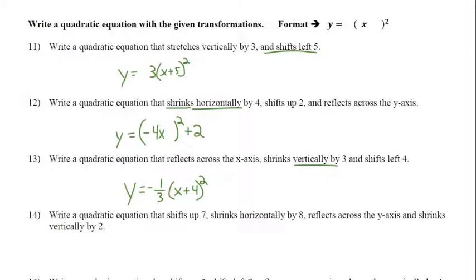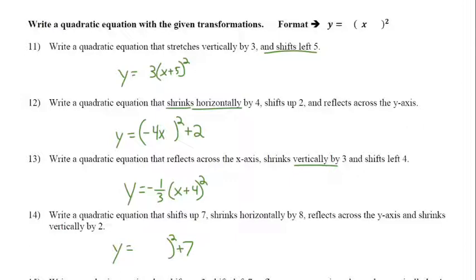Okay. Number 14, write a quadratic equation that shifts up 7. So on the outside of our parentheses, we want to put a plus 7. Shrinks horizontally by 8, reflects across the y-axis, and shrinks vertically by 2.